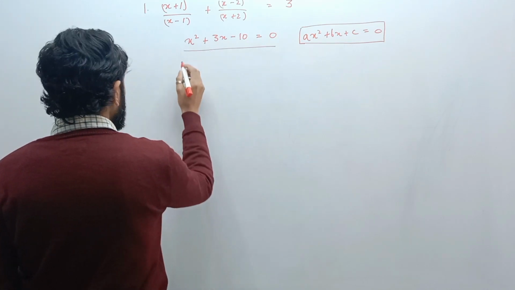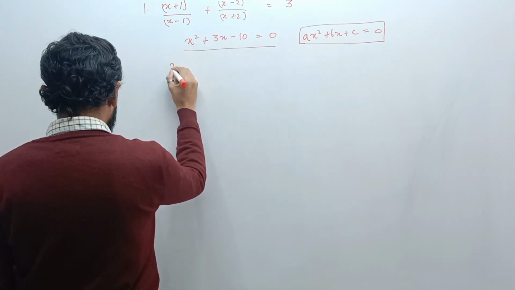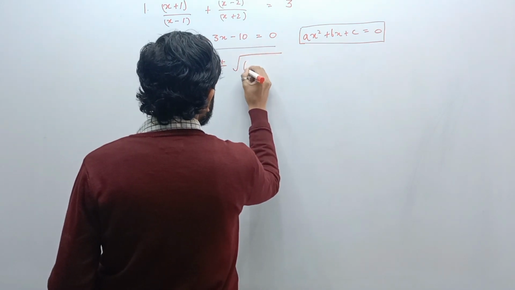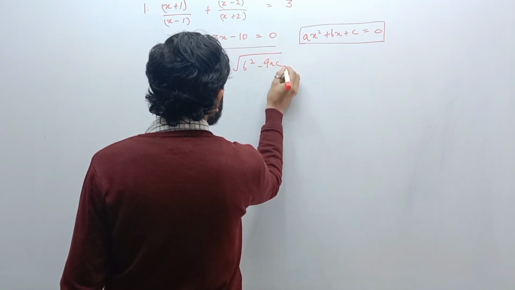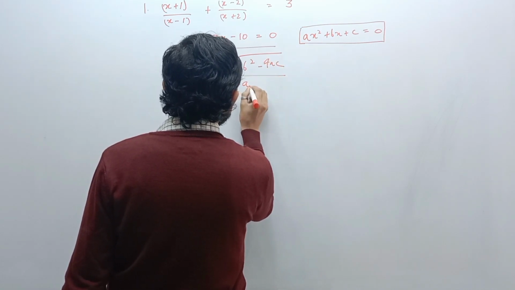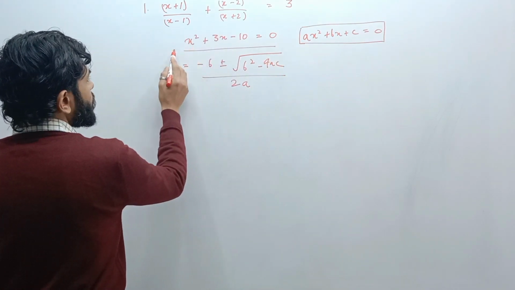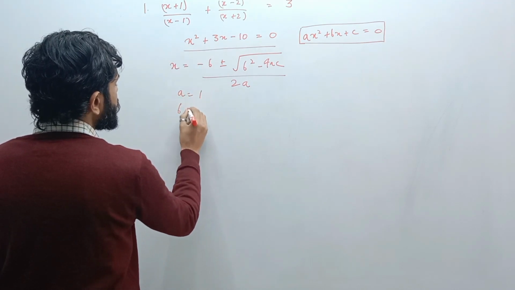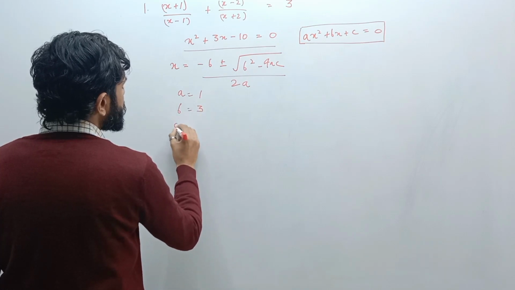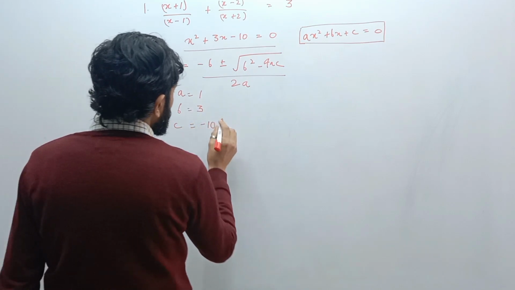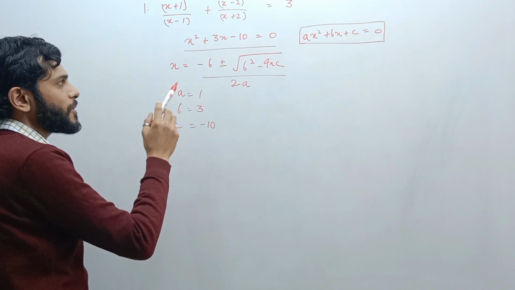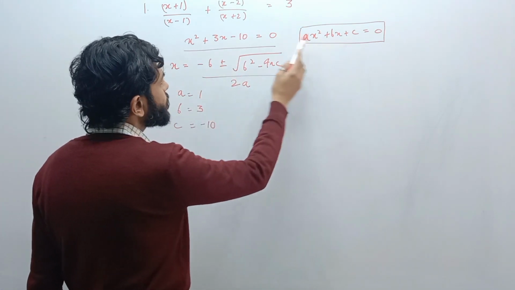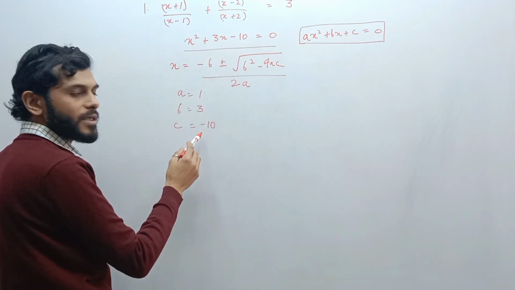Now, as you all know, in this method, x is equal to minus b plus minus under root b square minus 4ac upon 2a. Now, the value of a from here would be 1, b would be 3 and c would be minus 10. The important thing to remember during this step is you have to include the sign also. Here all the terms are positive. If any term is negative, you have to take its sign also.